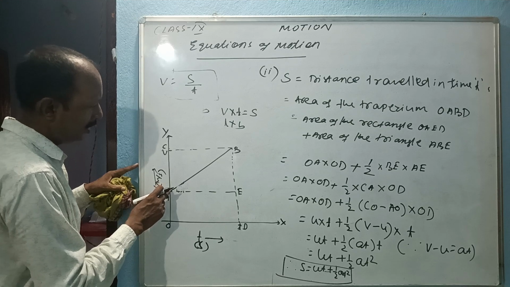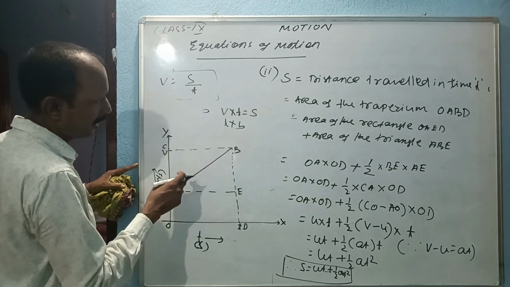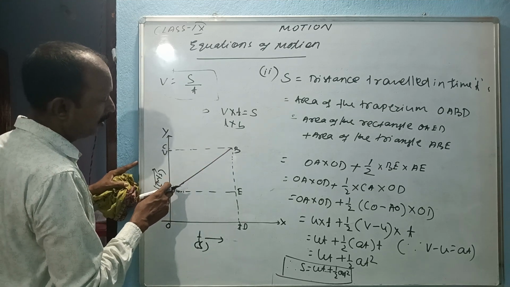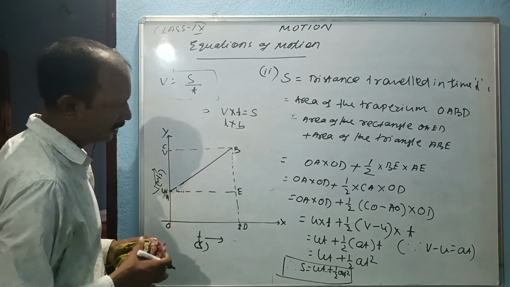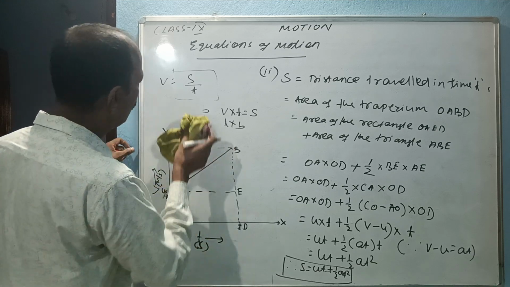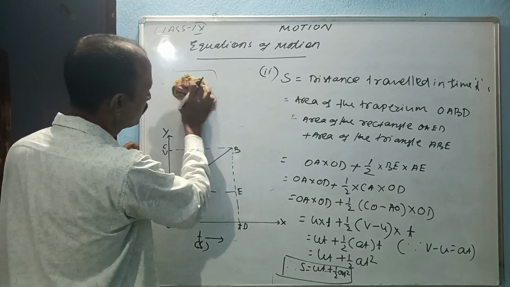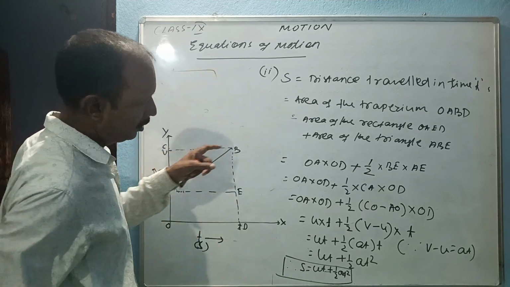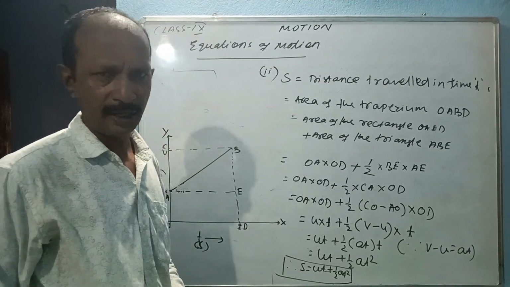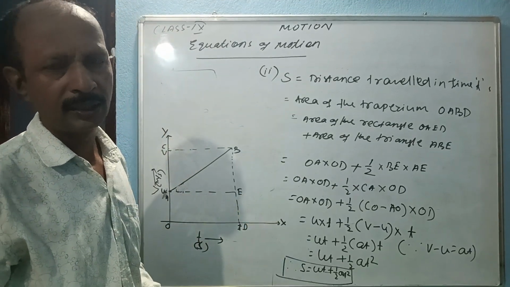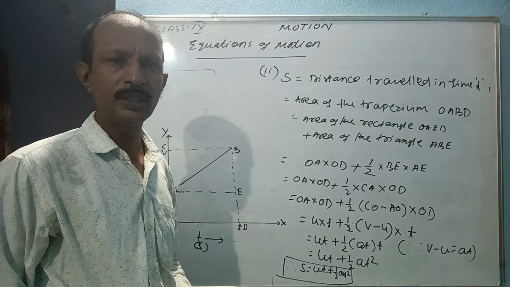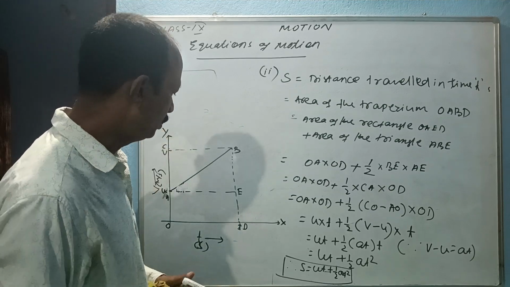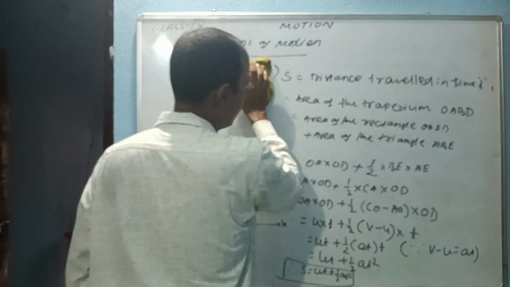Okay, so AB is a straight line. That means the velocity-time graph is a straight line. Already I said that. Okay, this is about the second equation. So I think that you might have understood. I am going to explain the third derivation, that means v square minus u square equal to 2as. Let us see.